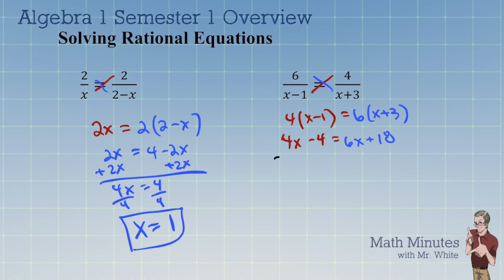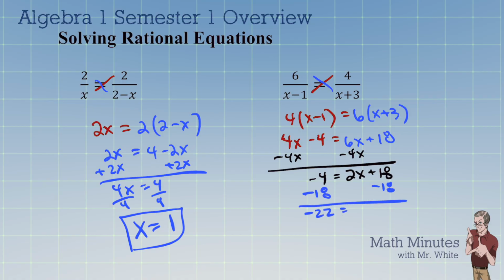I can then subtract 4x. I always deal with the variables first. It's just how I roll here because I don't want to accidentally clear off one of the sides of the equation because it can create a problem or two for students. So subtract 18 on both sides. Negative 22 equals 2x. Divide by 2, we get x equals negative 11. So it came out to an integer answer.